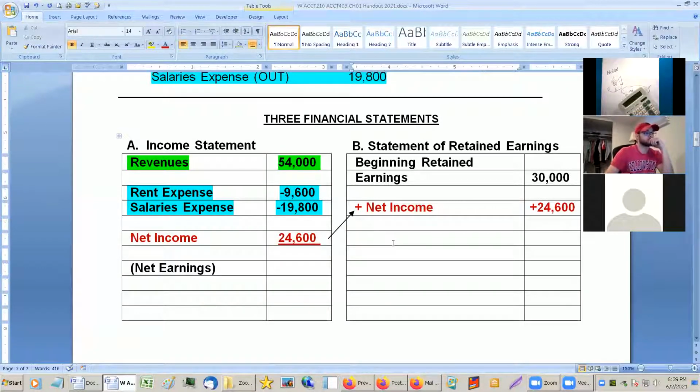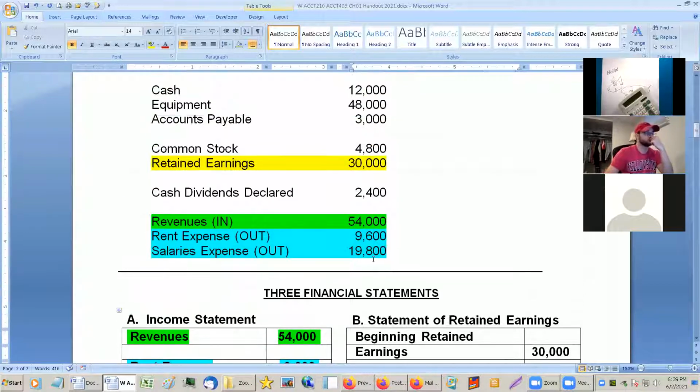So before we go any further, you can tell that you need to do the income statement first before you do the statement of retained earnings. Because if you don't know the net income, you can't do the statement of retained earnings.